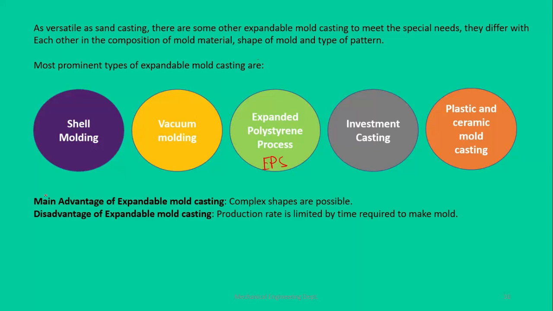So the common advantages and disadvantages for all the expandable mold casting, as we have discussed before, is that because we can destroy the mold after each cast product, we can cast some complex shapes. We don't require to keep the mold intact, so we can cast some complex shape. And the common disadvantage between all of these is that because we are making a mold every time, the production rate is slower compared to permanent mold casting.